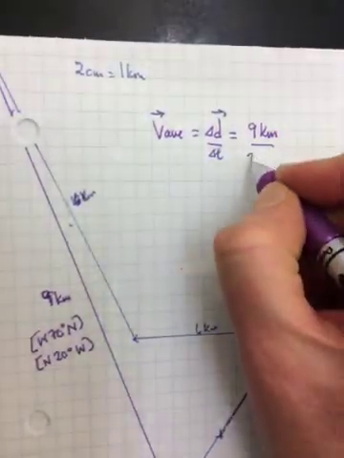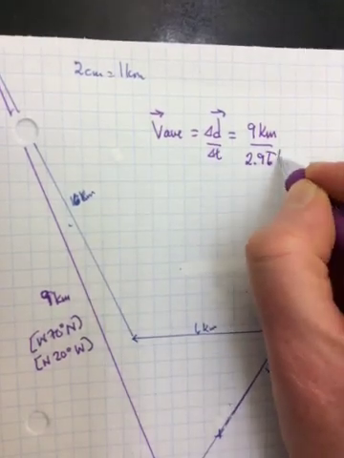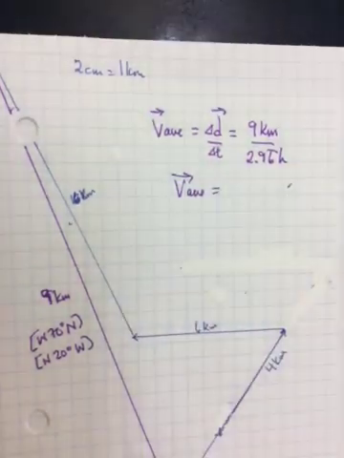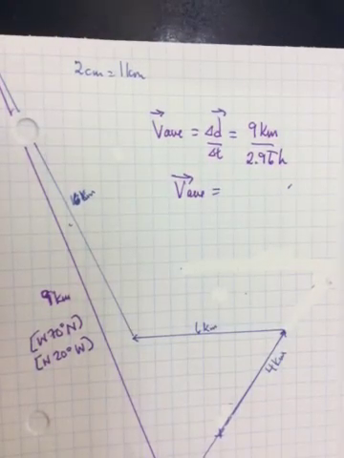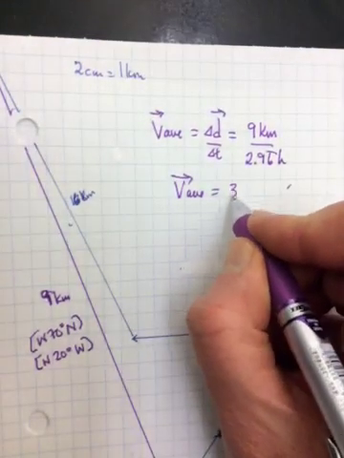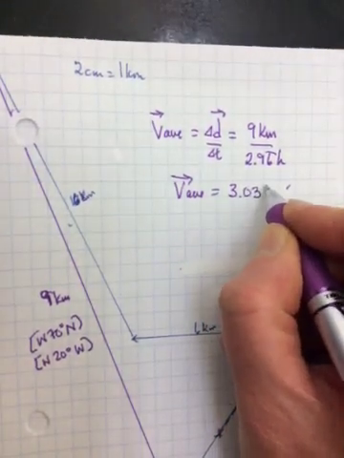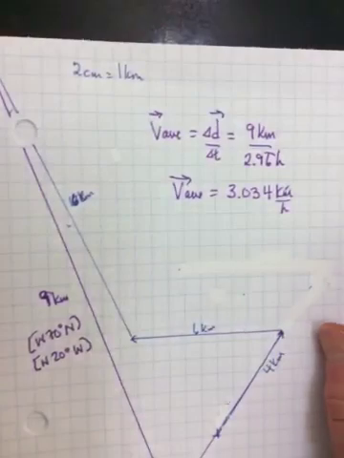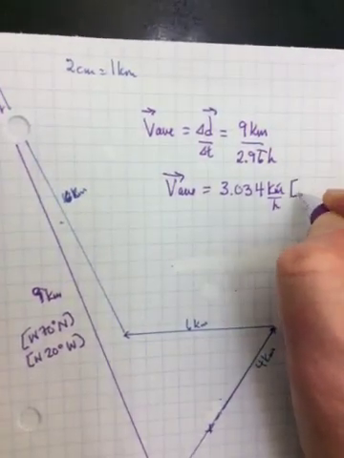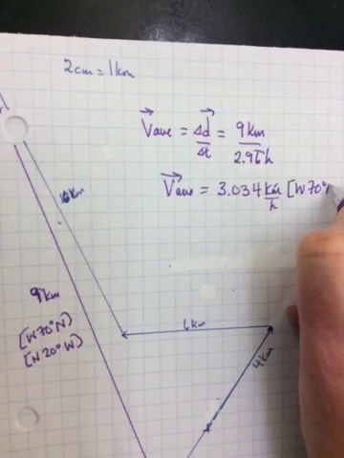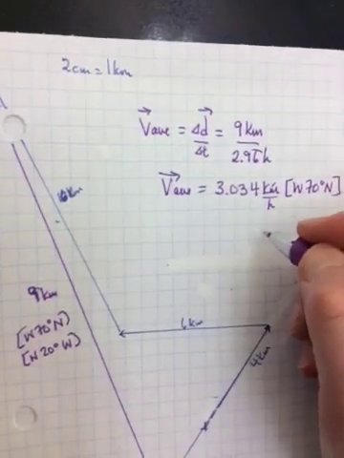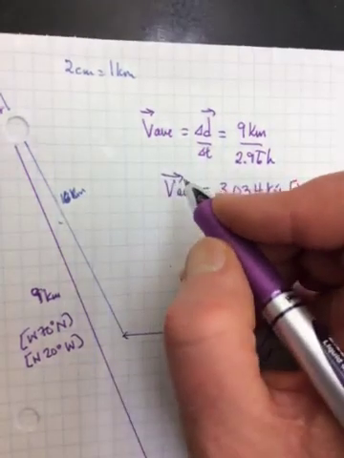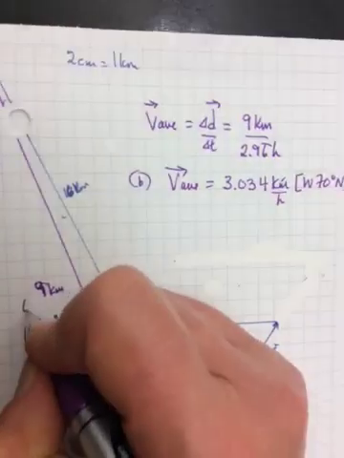So over here, 2.96 with the 6 repeating of an hour. So the average velocity for the trip will be that divided into 9. And you get something like 3.034 kilometers per hour. Now your decimals will be a little different if you didn't get 9 right on the nose. And then of course the direction will either be west 70 degrees north or north 20 degrees west. Okay? Determine his average velocity. Yeah, and that's it. So this is part B and this is part A.